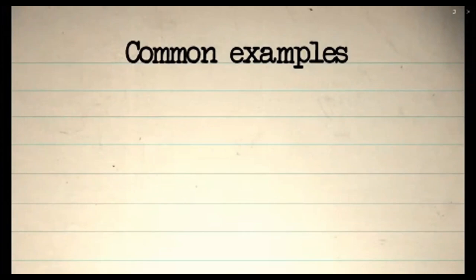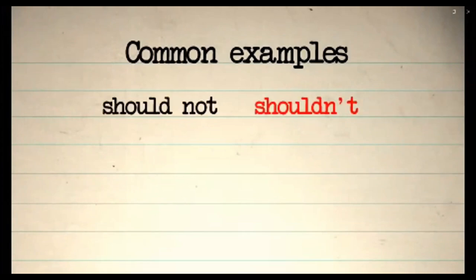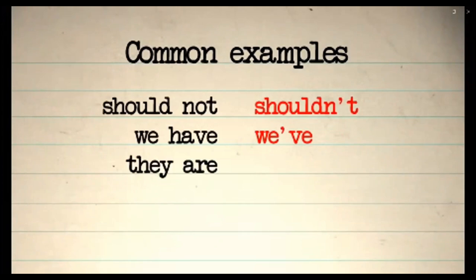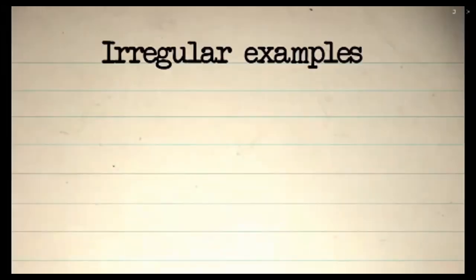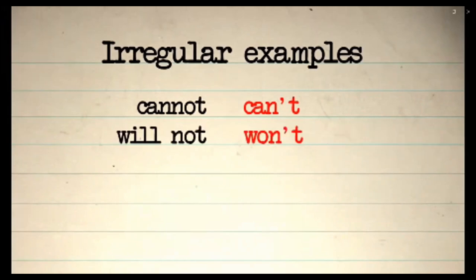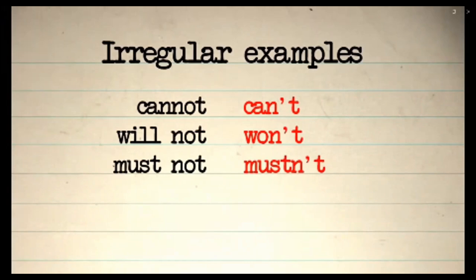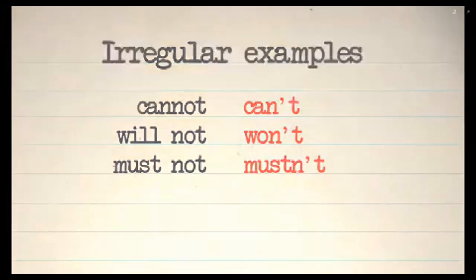Here are some more common examples. Should not becomes shouldn't. We have becomes we've. They are becomes they're. It is becomes it's. She had becomes she'd. Take care with these. Cannot is can't. Here you aren't putting two words together, just replacing missing letters with the apostrophe. Will not becomes won't. This is an irregular example and doesn't follow the rules. You need to learn this one. Must not, mustn't. This looks a bit strange when written, but it does follow the rules. Stick to what you know about these kinds of apostrophes and you can't go wrong.